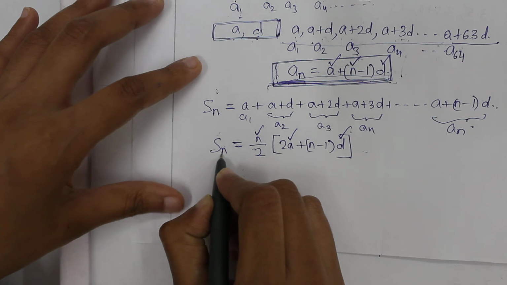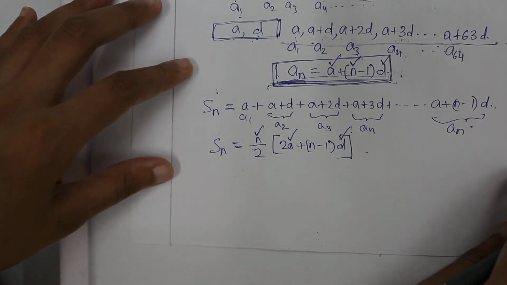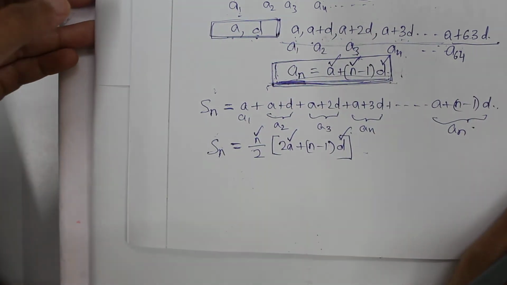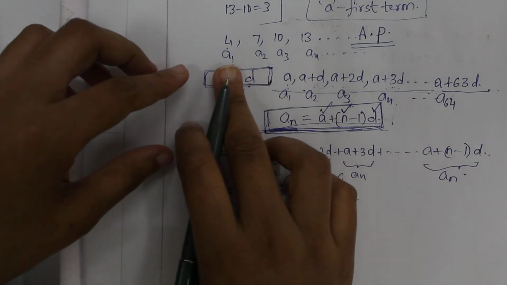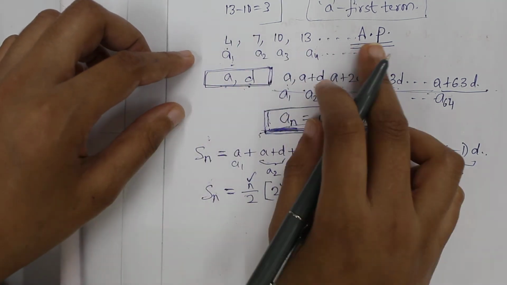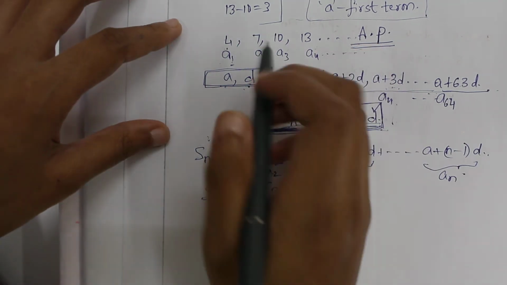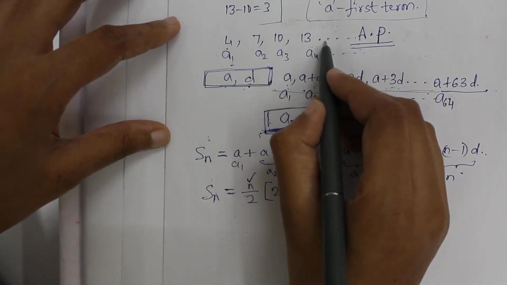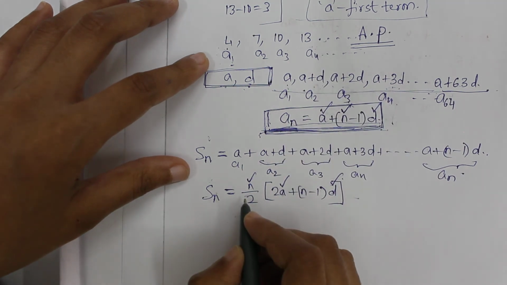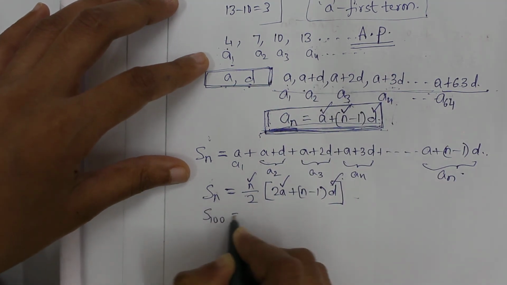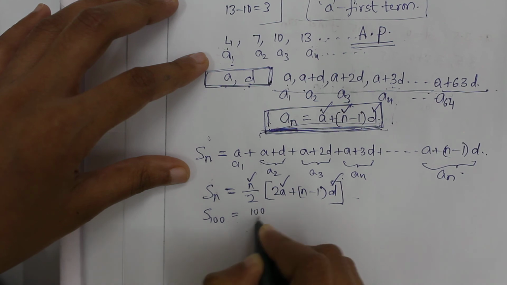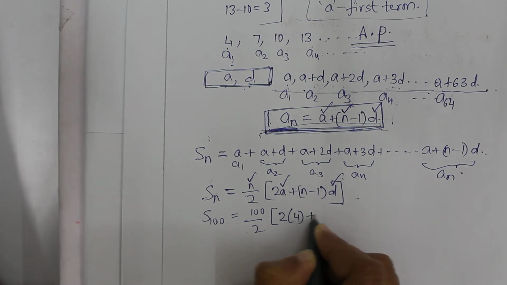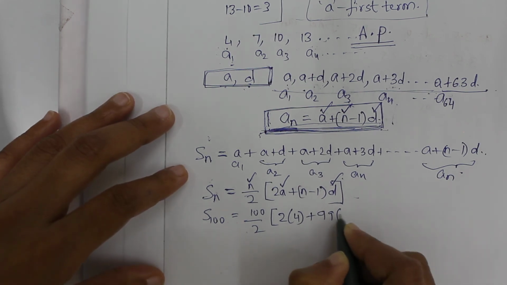And if, for example, let us imagine I am calculating the sum of the first 100 terms of this arithmetic progression, 4, 7, 10, 13. This AP is there, right? I want to find out the sum of the first 100 numbers in this arithmetic progression. So I'll calculate S100 is equal to n is 100 by 2 into 2a, a is 4, plus 100 minus 1 is 99 into d is 3.